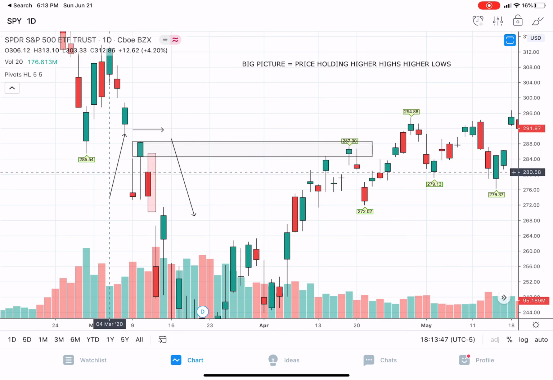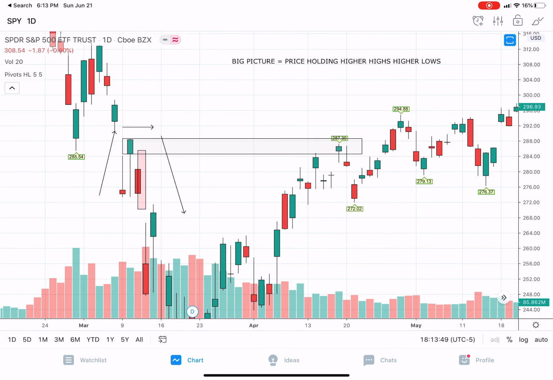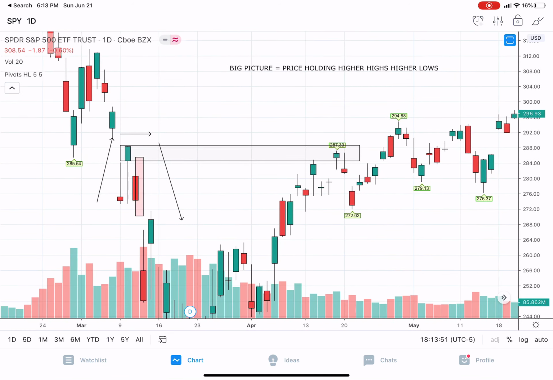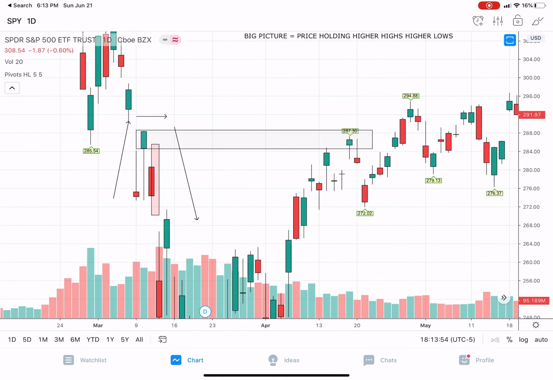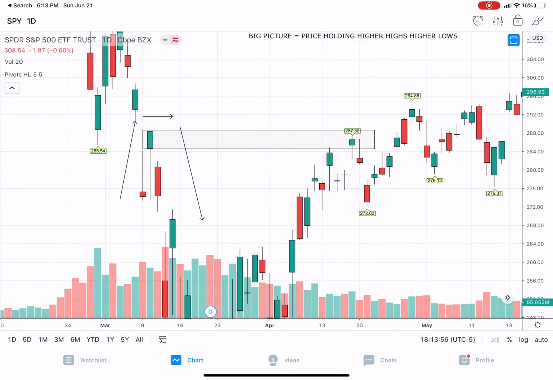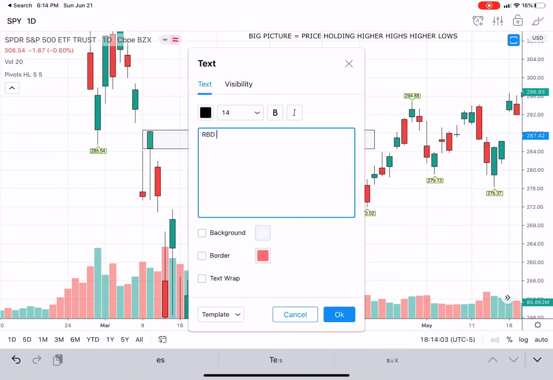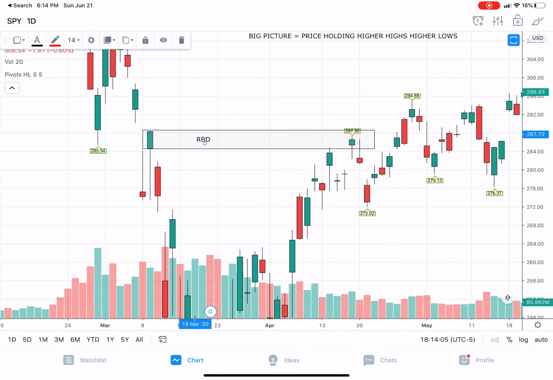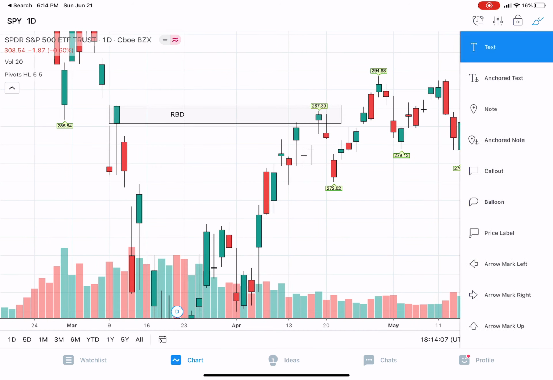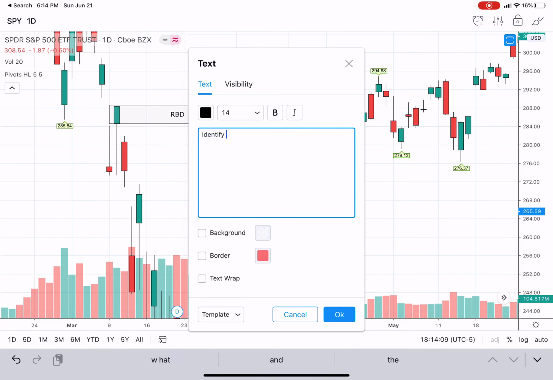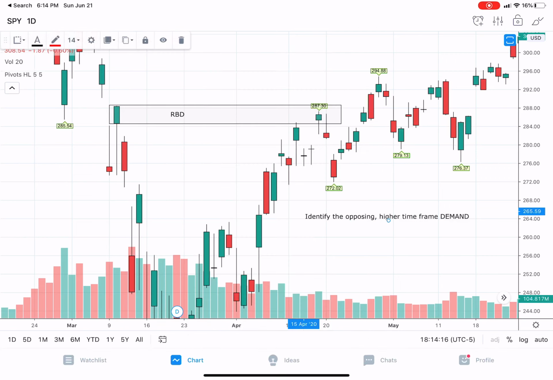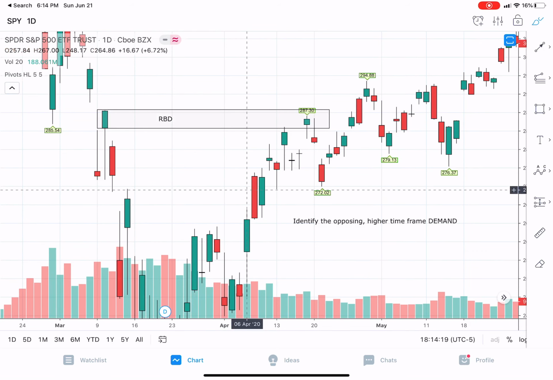So the idea is on a fresh test of demand or of supply, price will reject and it'll make its way down to the buy orders. So knowing that this is supply here, this is a rally base drop supply, right? We want to identify the opposing higher time frame demand zone. So this is what I mean when I say trading zone to zone, right? So look what happens here.